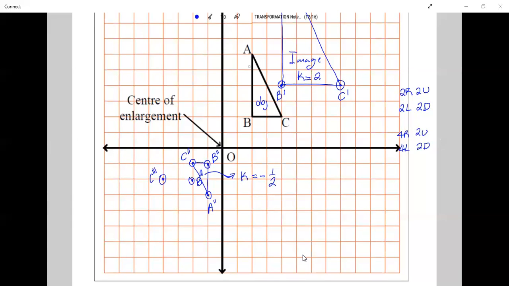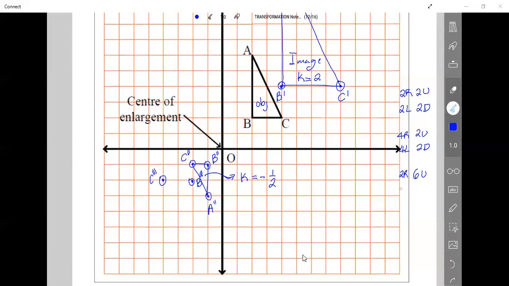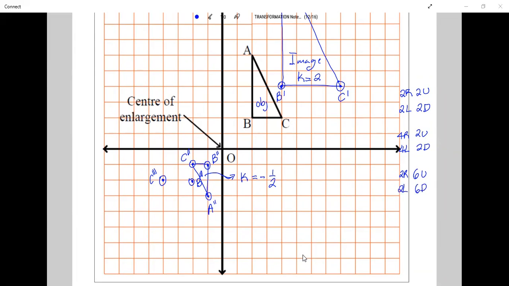Lastly, to get to A from the center, you'd have to go 2 right and 6 up. To get to the image, A triple prime, I'd have to go 2 left and 6 down. The distance is the same because K is 1. The direction is opposite because K is negative. So 2 left and 6 down. This is the new position of A. This is A triple prime.